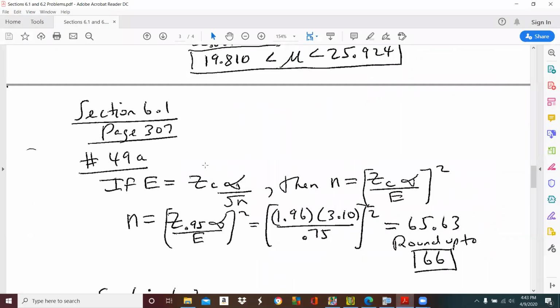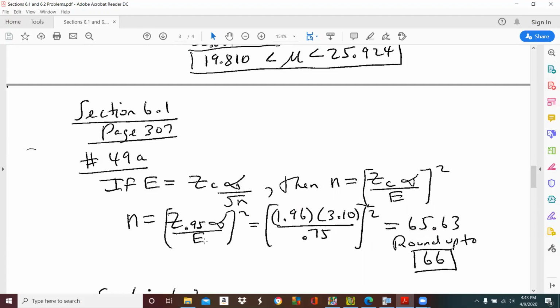All right, once again, here's our margin of error formula. If you solve for n, you get this as the formula for finding the minimum sample size. You simply plug in the numbers that we saw. So if it's a 95% confidence interval, we know from previous examples that 1.96 is our critical value. 3.1 is our estimate of our standard deviation.